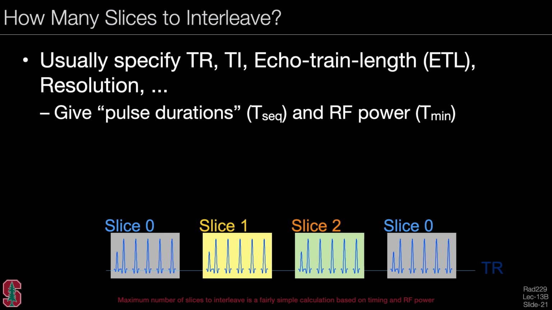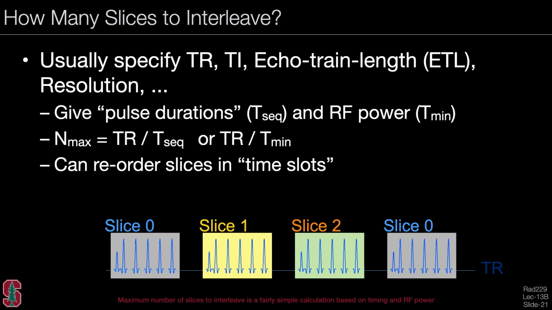So it's the minimum time between playing the sequence so that the RF power is not too high. And then basically our maximum number of slices that we can interleave is either TR over Tseq or TR over Tmin. Okay, so it depends really on either the pulse duration or the RF power. So often we reduce flip angles so that we're limited by the sequence time rather than the RF power.